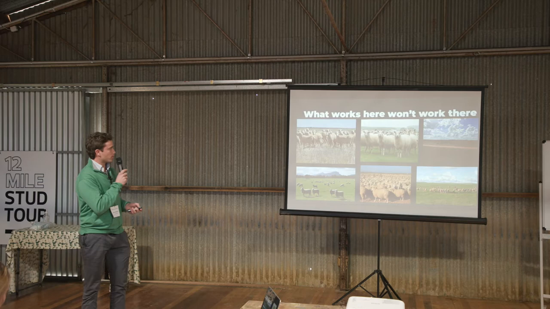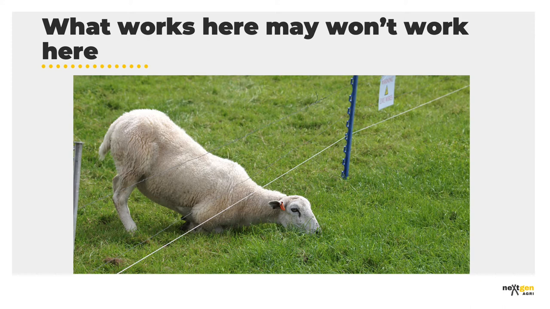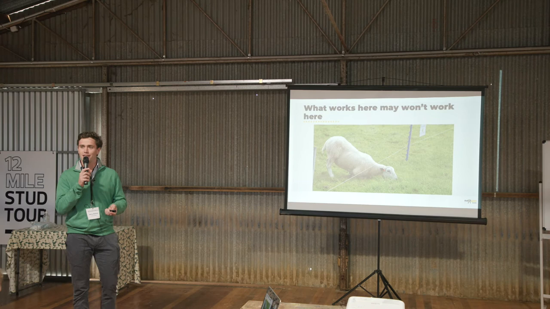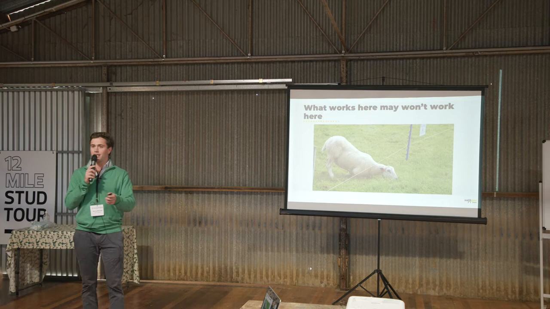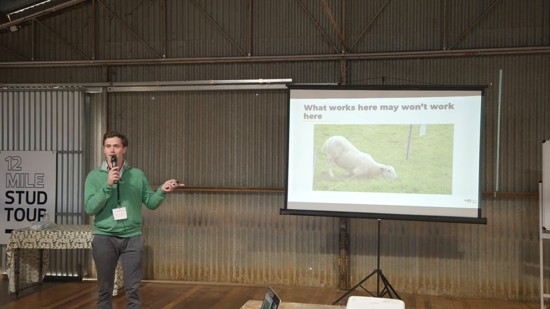So as I said, one thing that affects what we're looking for in our genetics is the environment that we're managing our sheep in. The other thing is actually our management system. So you could compare yourself to your neighbour or even across the hill here, and you could be running completely different genetics and management systems. So what works here may not even necessarily work right next door, as you can see by this little fella on the screen.